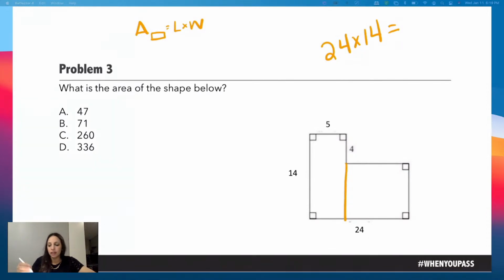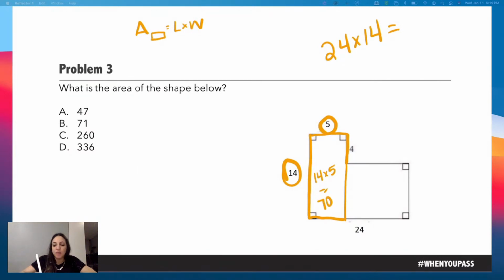So if I cut it like that, I've created an orange rectangle right here, which has a length of 14 and a width of 5. So I'm going to do 14 times 5. And that's going to give me 70.